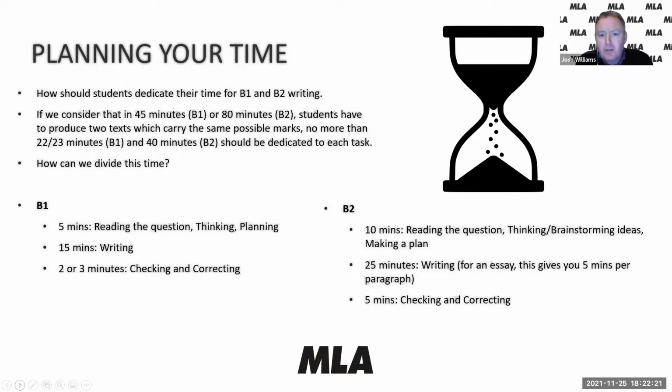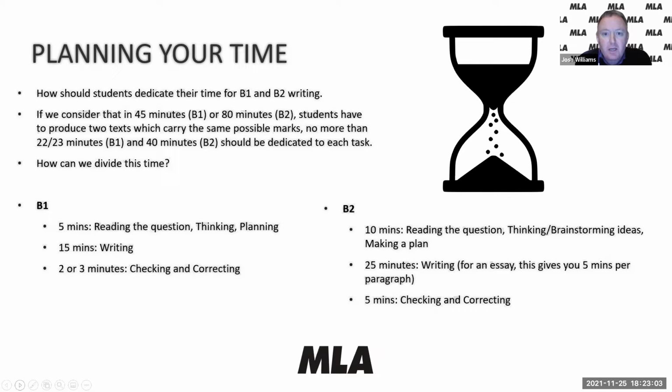For B2, I think even a bit more. 10 minutes for planning, reading the question, thinking, brainstorming ideas, making a plan. And we're going to have a look in a moment at making a plan, because this is a part that a lot of students skip. 25 minutes writing, if you're writing an essay, and to be honest, a lot of the other parts too, gives you about 5 minutes per paragraph, given that you're probably going to write 5 paragraphs. If you're doing 4, obviously, you could spend a bit more time on each paragraph. 5 minutes for checking and correcting, given that it's a bit longer.